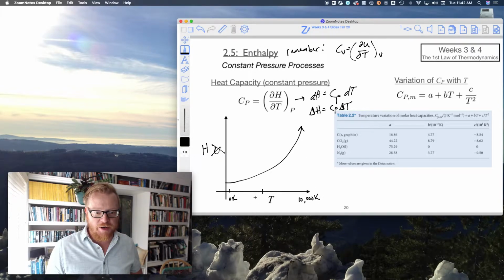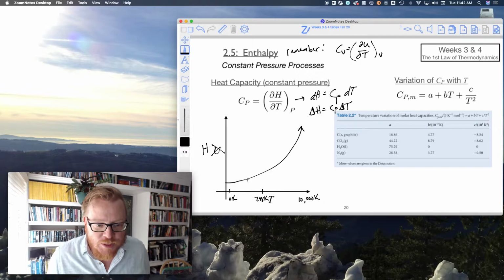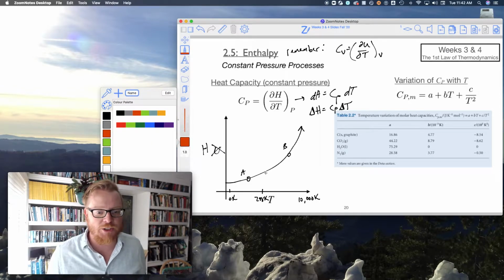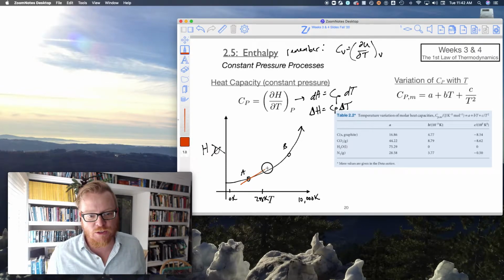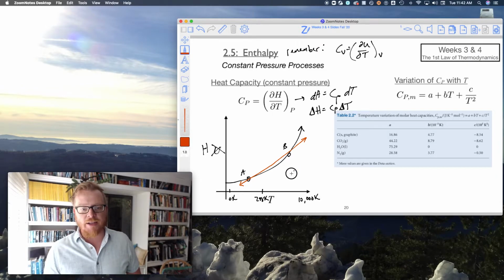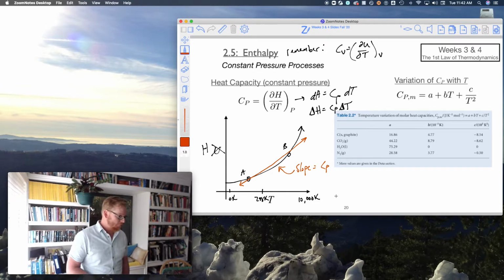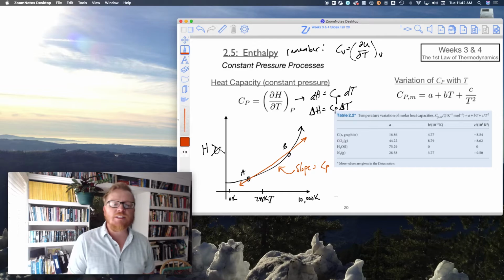However, over a very narrow range, and narrow range is hand wavy, kind of qualitative, there's some range, let's say between A and B on this graph, where the constant pressure heat capacity, where this slope, is fairly constant. I know that's not a very good line that I drew. But the slope of this line will give us that constant Cp. Okay.